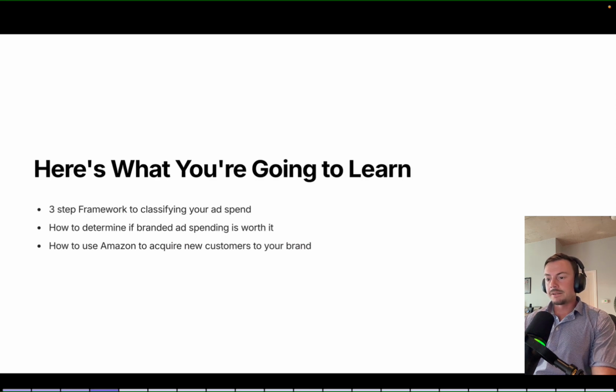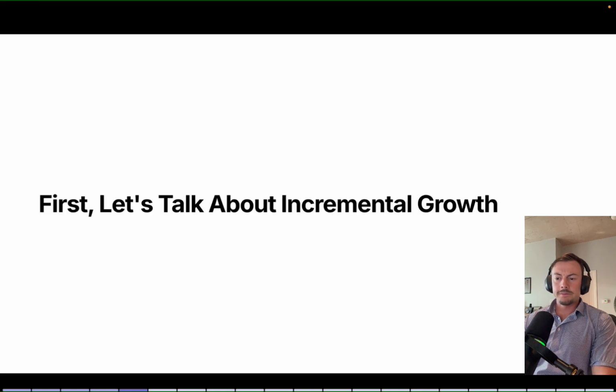First, a 3-step framework to classifying your ad spend. Second, how to determine if branded ad spending is actually worth it or you're just burning money. And third, how to use Amazon to acquire new customers to your brand. But first, let's start with the foundation. Let's talk about incremental growth.